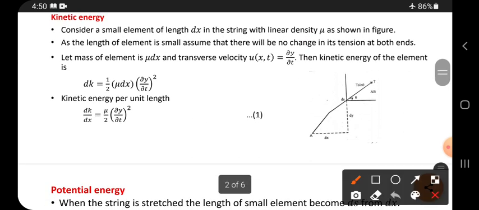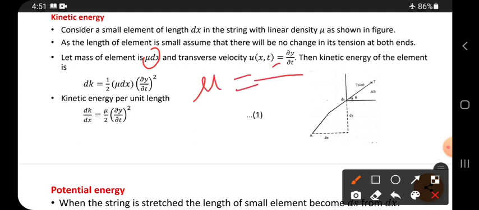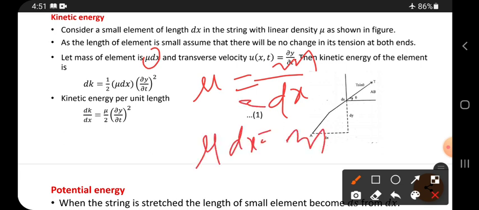Let the mass of the element be mu dx. In the previous video also I explained why it comes as mu dx. Mu is the linear density, defined as mass by length, and this length is taken as dx. So mu dx is simply m.